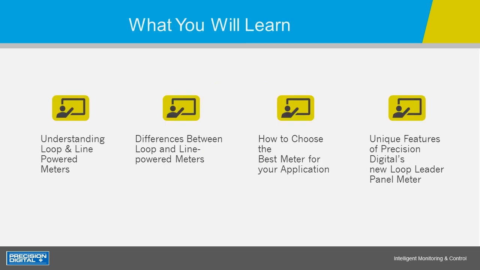And we're here today to talk about choosing between loop-powered and line-powered panel meters. You can almost expand that out to cover any kind of 2-wire versus 4-wire, or loop-powered versus line-powered product. What you're going to learn here today is hopefully an understanding of loop and line-powered meters, what they actually mean, how they work, the differences between a loop-powered and line-powered meter, how you should go about choosing the best meter for your application, and we'll spend a few minutes at the end looking at the unique features of our new Loop Leader panel meters, which are loop-powered meters with a whole suite of features that you likely have never seen before on a 2-wire or loop-powered meter.